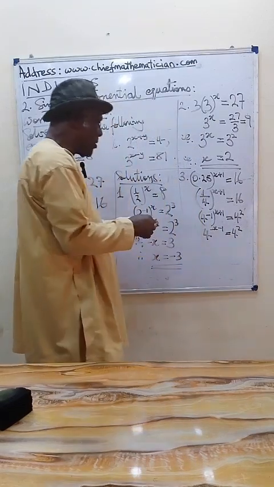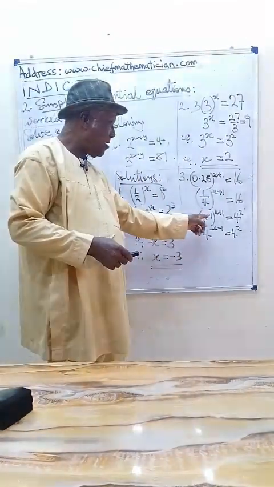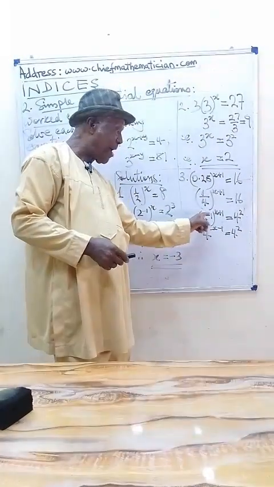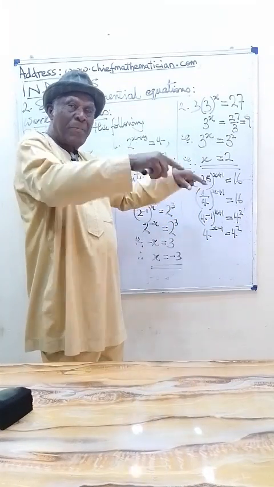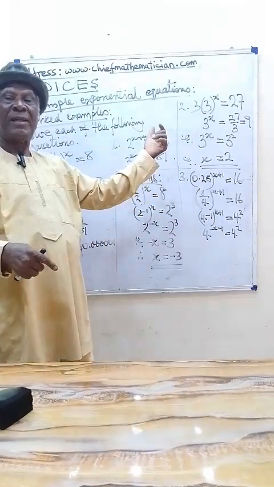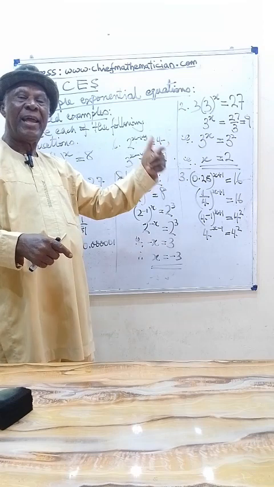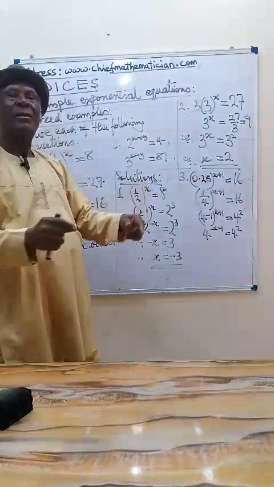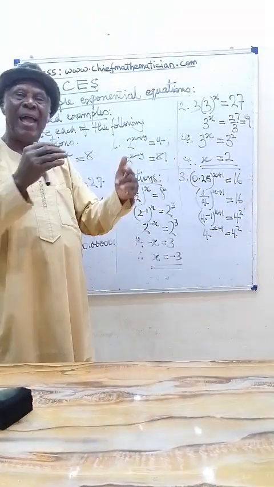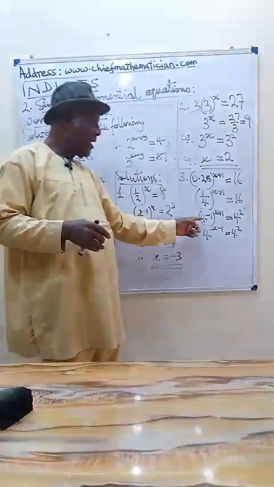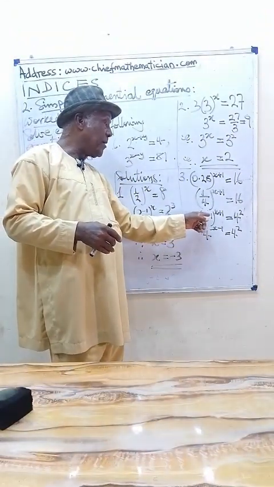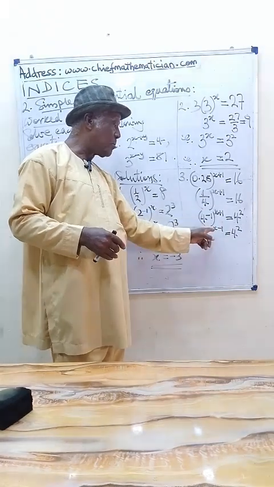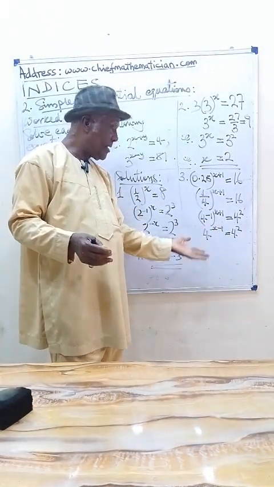Please don't be confused here. When you multiply x plus 1 by minus 1, because you have to multiply the indices. It's one of the laws of indices. When you have a raised to the power m in bracket raised to the power n is equal to a raised to the power mn, m multiplied by n. So here, this is going to be minus 1 multiplied by x plus 1, which becomes minus x minus 1. That is what you will get.